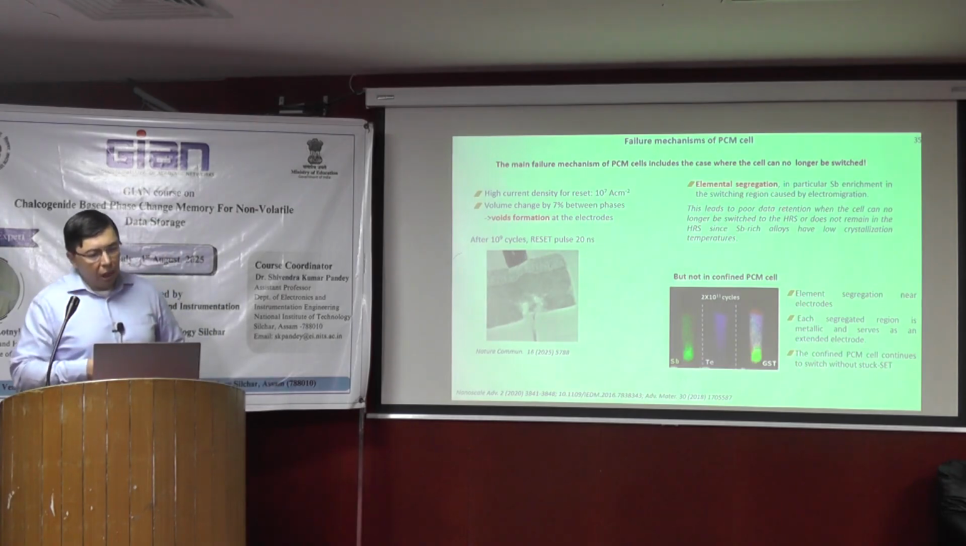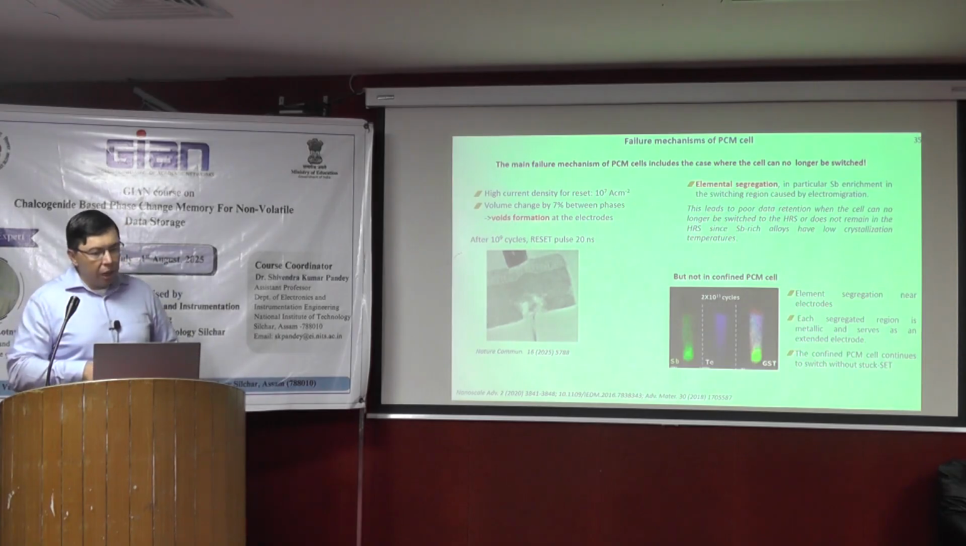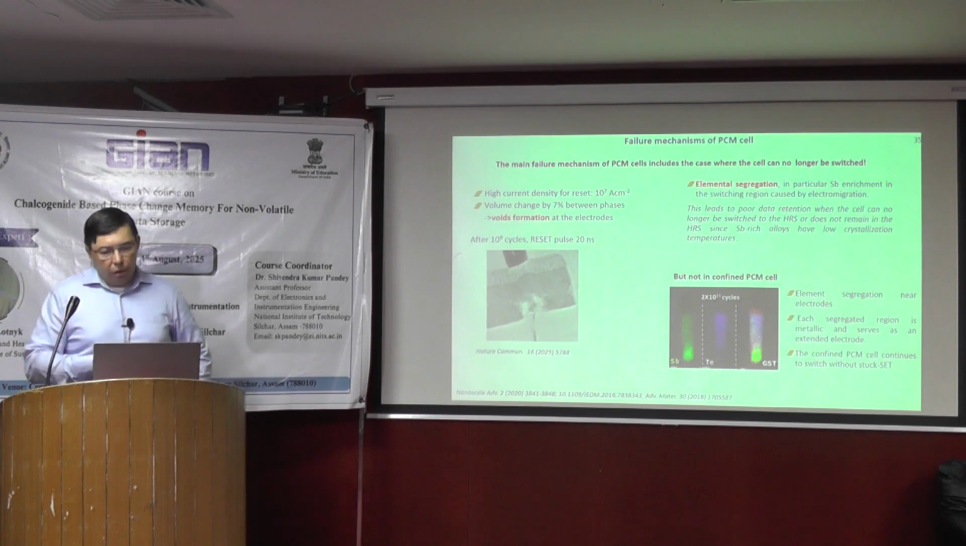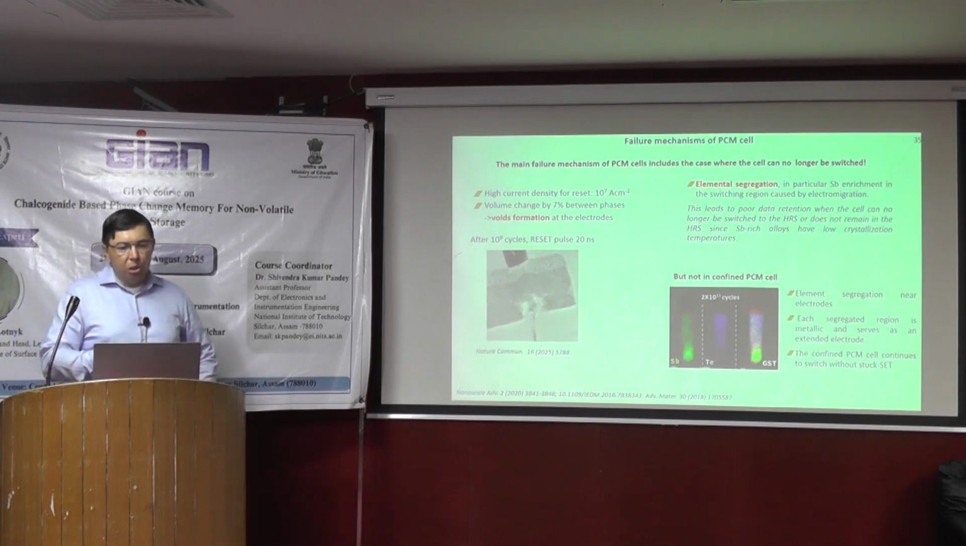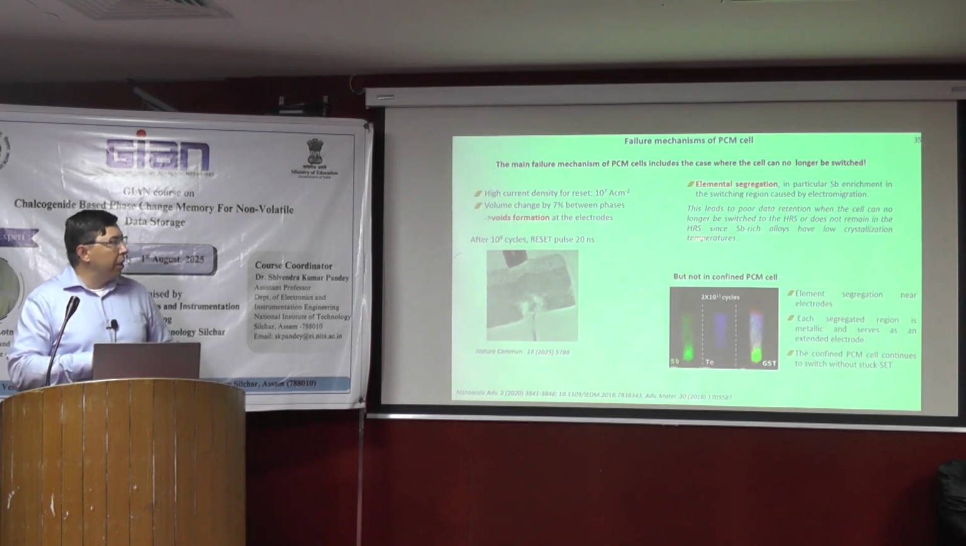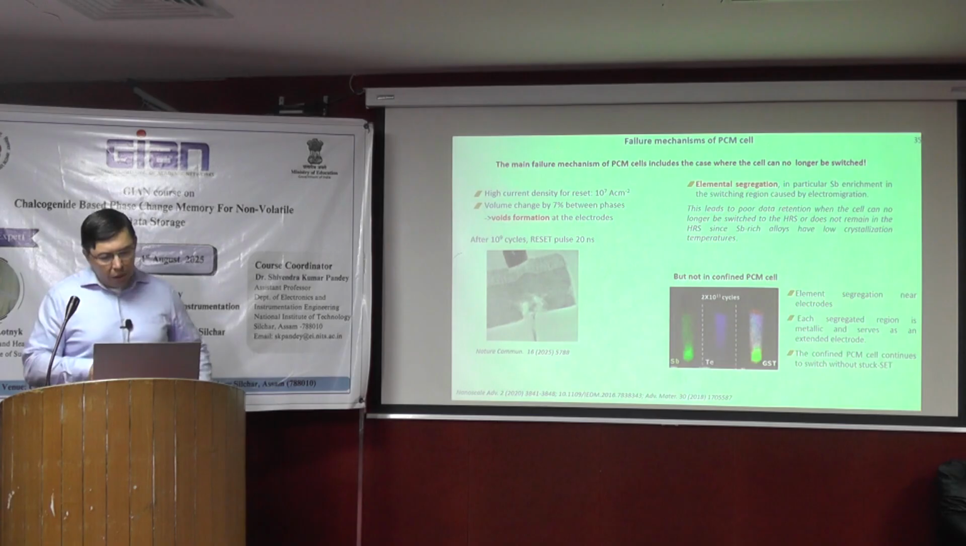Another problem with such a high current density is elemental segregation. In particular, antimony enrichment in the switching region caused by electromigration, and this can lead to poor data retention. Then the cell can no longer be switched to the high resistance state, or does not retain the high resistance state, since antimony-rich alloys have a low crystallization temperature.